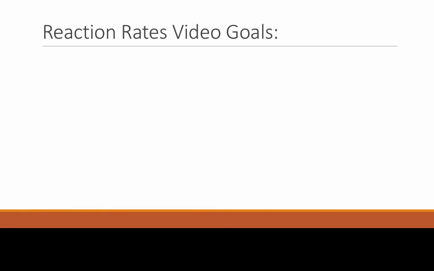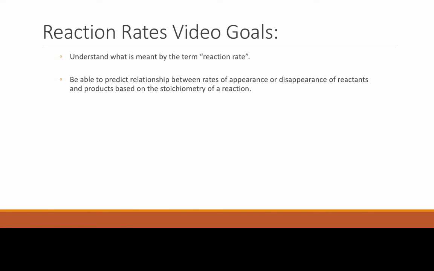That brings us to the end of this video. Let's review our goals. First, we looked at what is meant by the term reaction rate, or the change in concentration of a reactant or product over time. Then we looked at how to predict the relationship between rates of appearance or disappearance of reactants and products using the stoichiometry of the reaction. And finally, we looked at the difference between average rate and instantaneous rate.